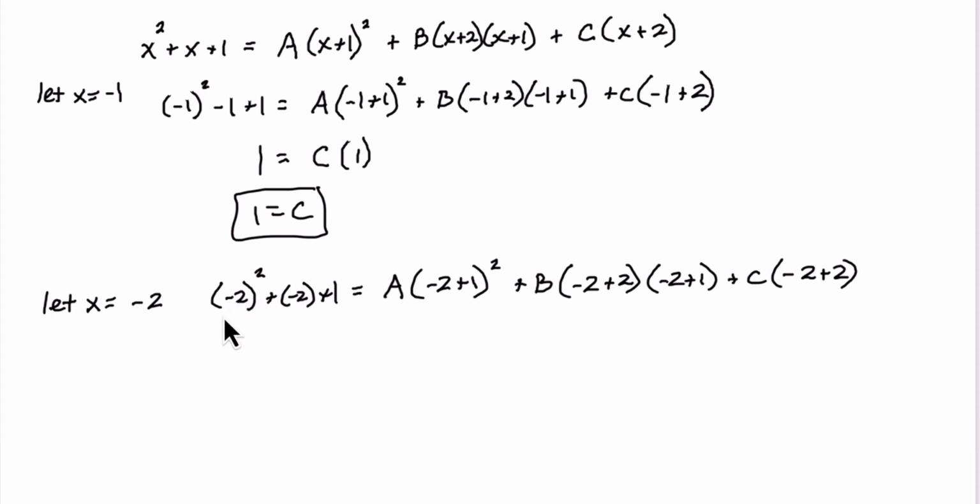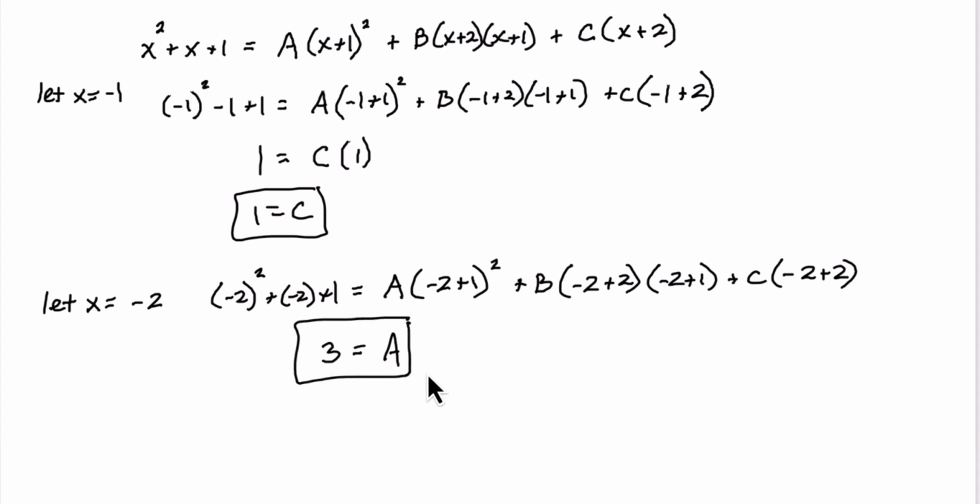On the left side, -2 squared is 4, minus 2 we get 2, plus 1 we get 3. And that is equal to A times -2 plus 1 will become -1. When we square it, we get A. And then this factor becomes 0, which means this entire term becomes 0, as does this factor. This factor becomes 0, C times 0 is just 0. So we get A is 3.